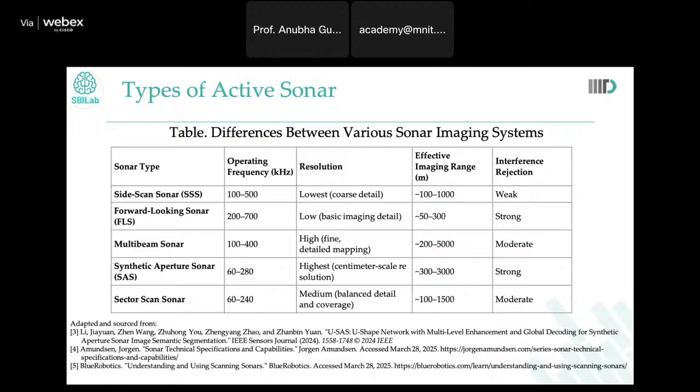Now this is a comparison table showing the difference between various sonar imaging systems. Side scan sonar or SSS and SAS are basically two very popular scenarios. I have tabulated this looking at the operating frequency, the resolution, effective imaging range, and the kind of interference rejection they are capable of. If we look at the synthetic aperture sonar, its resolution is very high, centimeter scale resolution. Effective imaging range is also very good, around 300 meters to 3 kilometers, and interference rejection is very strong. Whether it is synthetic aperture sonar or synthetic aperture radar, there are lots of similarities that you can see in the basic principles of the two.